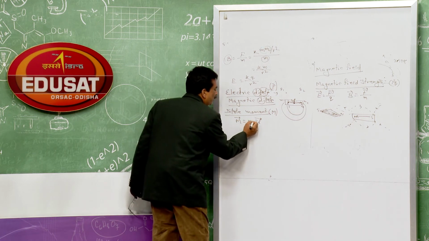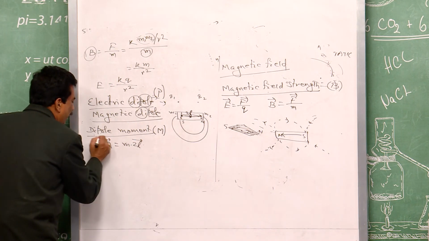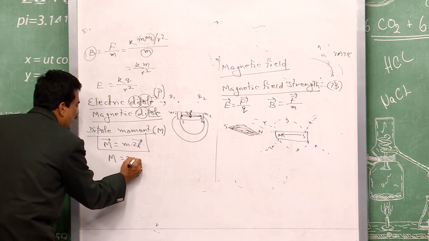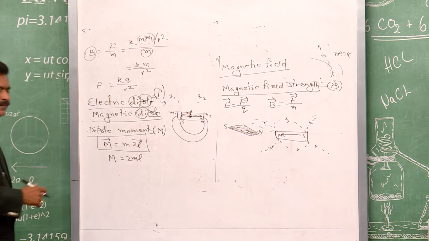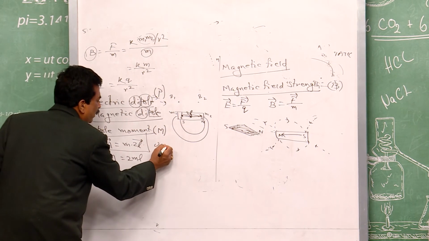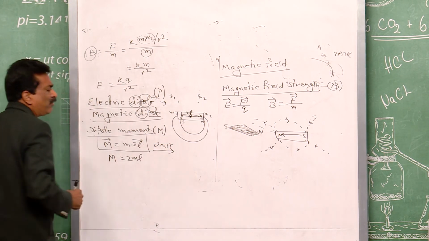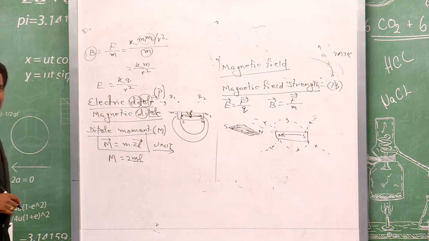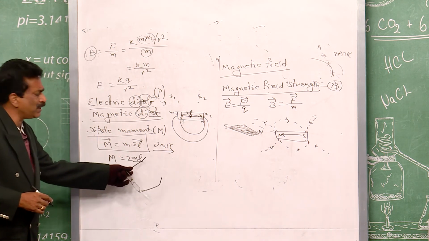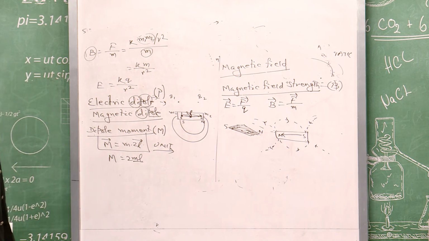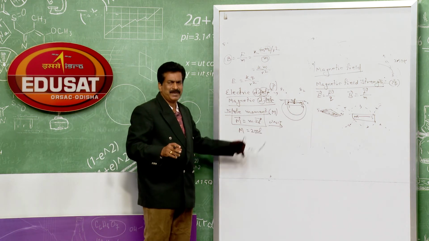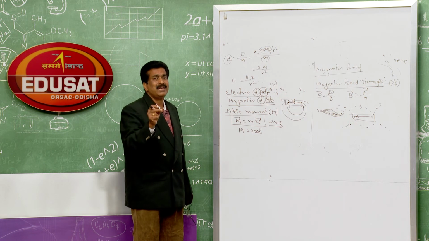So, the M vector will be this one. This is the vectorial form. But in magnitude, this M is equal to 2ML. If we go for the unit of dipole moment, it depends upon the mathematical expression. You see, this is the M and this is the L. You should never think that ML means milliliter, as in 10 ML, 5 ML, 20 ML. This ML means M is the pole strength and L is the length.